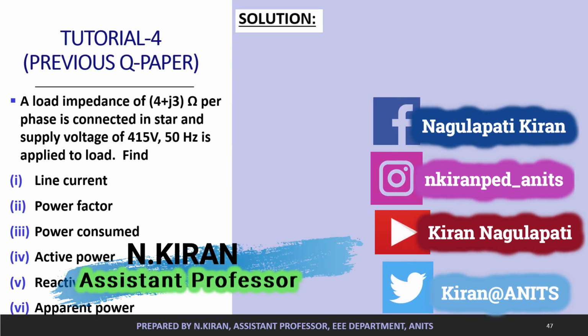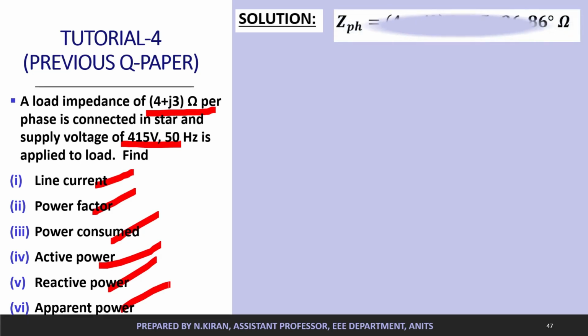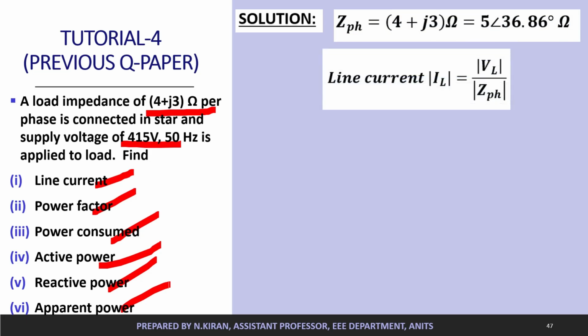The fourth sum: he has given a load impedance of 4 plus j3 ohms, has given the line voltage of 415 volts, and has asked us to find line current, power factor, power consumed, active power, reactive power and apparent power. So Z phase he has given as 4 plus j3 ohms. I have converted that into polar form, which gives me 5 at an angle 36.86 ohms. The magnitude of line current is nothing but voltage by Z phase. Magnitude of voltage VL is given as 415 and Z phase magnitude is 5.